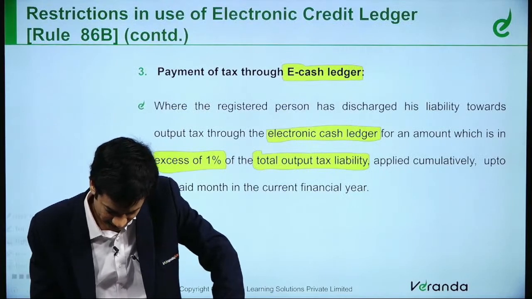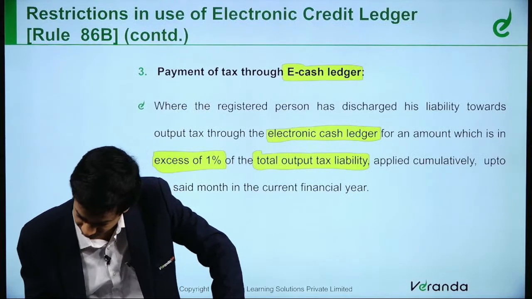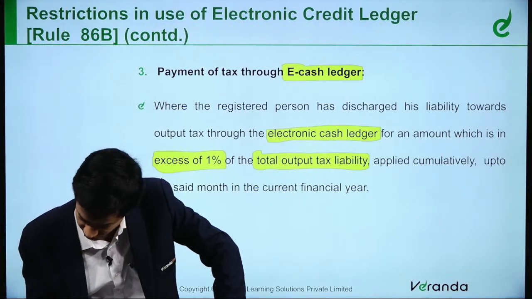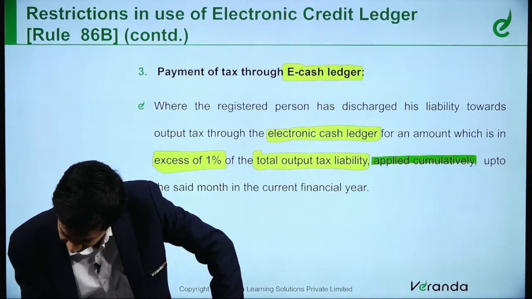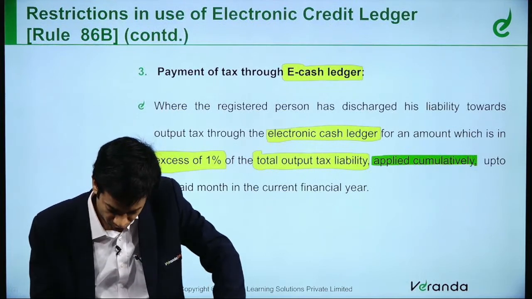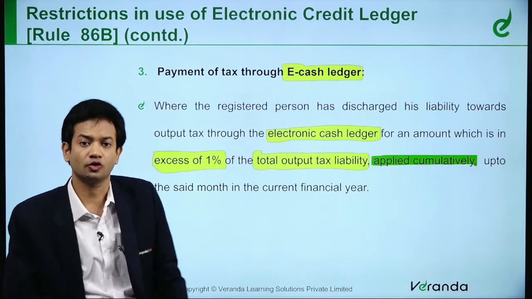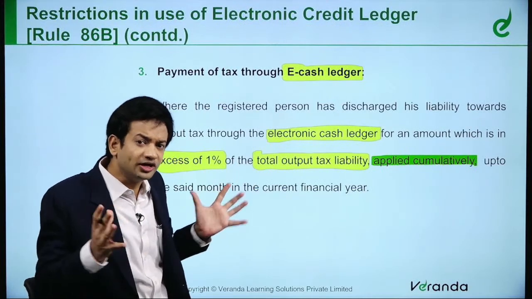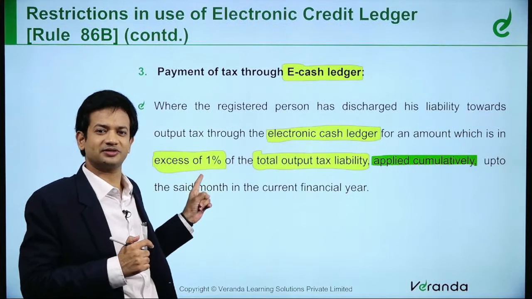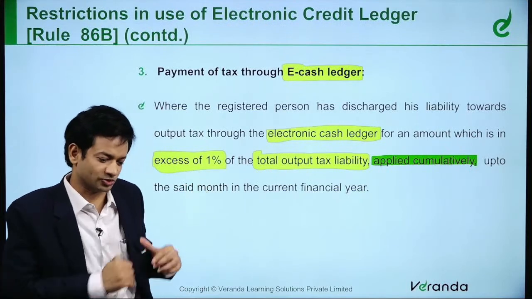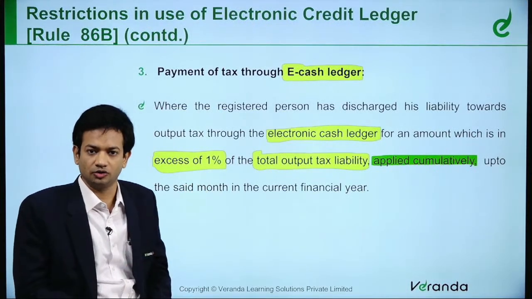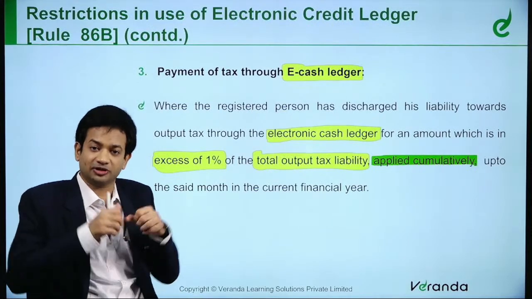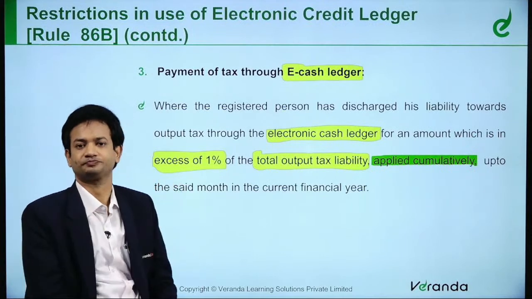If you see total tax liability, one catch here is it is applied cumulatively. Please note, applied cumulatively. So, out of the total tax liability, cumulatively also, if I paid more than 1% in excess, cumulatively up to the respective month. So, let's say for example, I am in August month, or let's say the actual situation, I am in October 2021. I am in the month of October 2021.